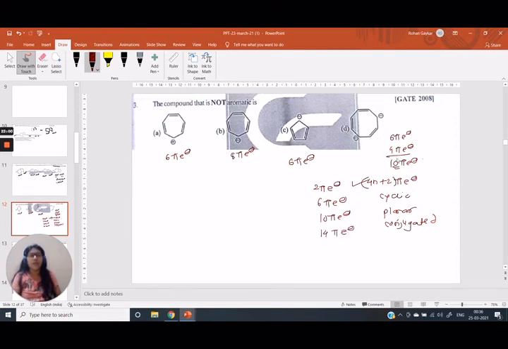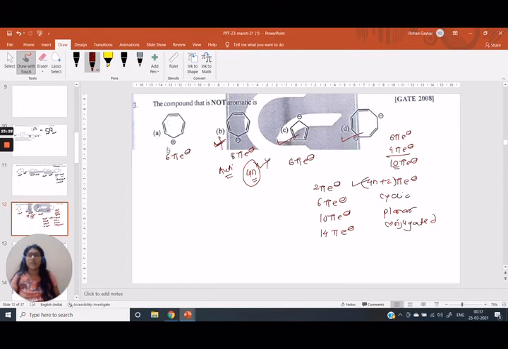Here 10 pi electrons, system cyclic, planar, conjugated, therefore it is aromatic. Here 6 pi electrons, system cyclic, planar, conjugated, therefore it is aromatic. Here 8 pi electrons, therefore it is not aromatic, it is anti-aromatic because it consists of 4n electrons. And if the system consists of 4n electrons, system cyclic, planar, conjugated, then the given compound is anti-aromatic.